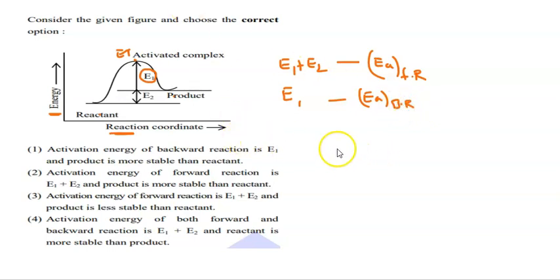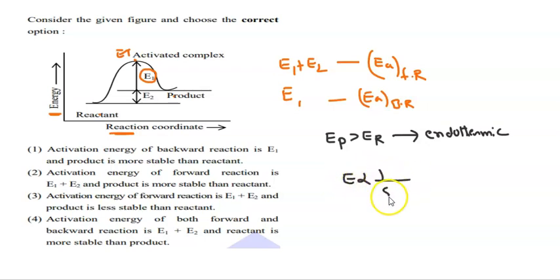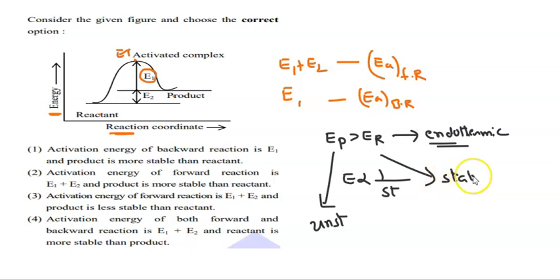Clearly you can tell one thing from this energy profile diagram: if the energy of the product is greater than the energy of the reactant, it indicates an endothermic reaction. So we know that energy is always inversely proportional to stability. That's why in an endothermic reaction, the product is unstable when compared to the reactant. Reactant is stable. So from that, the activation energy of the backward reaction is E1 and the product is more stable, which is a wrong answer here.